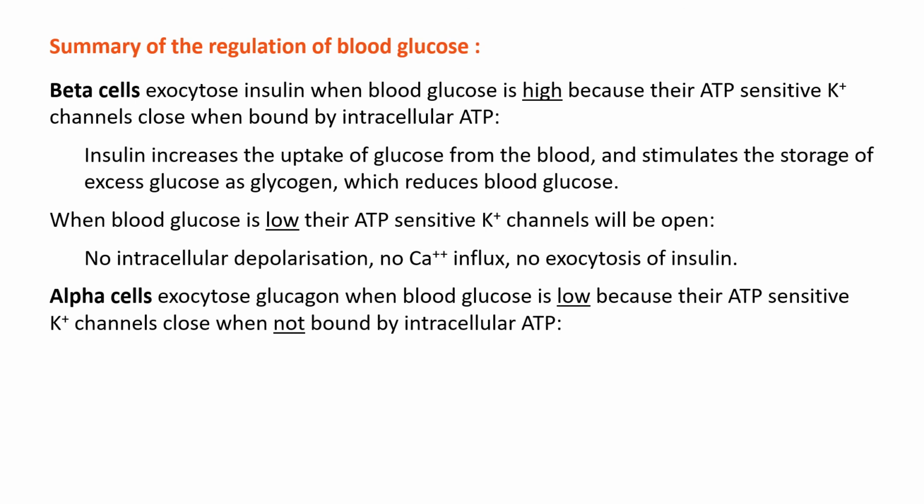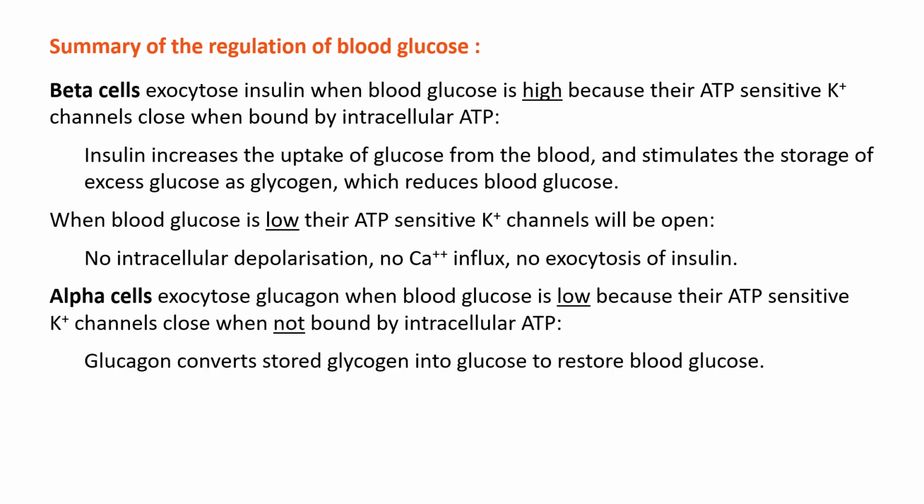But in alpha cells, they exocytose glucagon when the blood glucose is low. And this is because their ATP-sensitive potassium channels close when they're not bound by intracellular ATP. So if blood glucose is low, intracellular ATP will be low, less likely to bind to the channels. But in alpha cells, they close in that situation. When they close, of course, we're going to retain potassium, we're going to have calcium influx, and we're going to have exocytosis. In this case, in alpha cells, we exocytose glucagon. Glucagon goes off to the liver, converts the stored glycogen back into glucose to restore the blood glucose, so it maintains the blood glucose level within homeostasis.